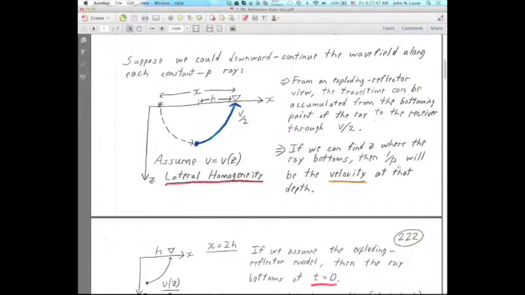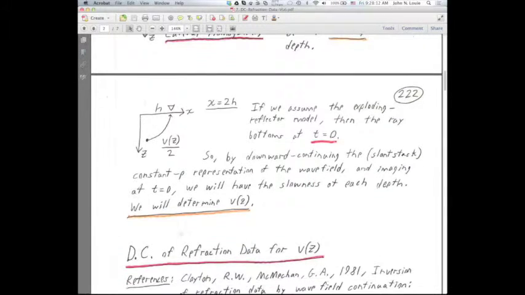So we could actually use the slant stack to isolate the energy from that ray that's traveling at a p. So we know what p is, and if we can downward continue to zero time and find that bottoming ray, then we know the velocity there at that depth. Okay. And we just have to downward continue back to t equals zero. You know, we divide the velocity by two.